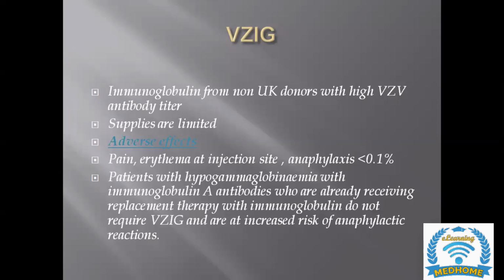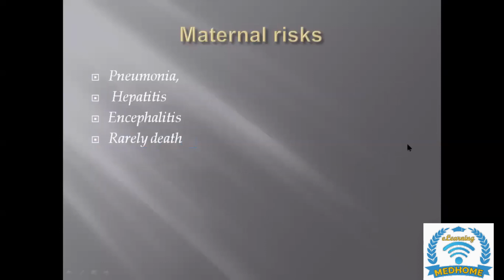There are some patients in whom we don't need to give immunoglobulins if they come in contact with a chickenpox patient: patients with hypogammaglobulinemia with immunoglobulin A antibodies who are already receiving replacement therapy. These patients are already taking immunoglobulins, so they need not be given again, because it can end up in an anaphylactic reaction.